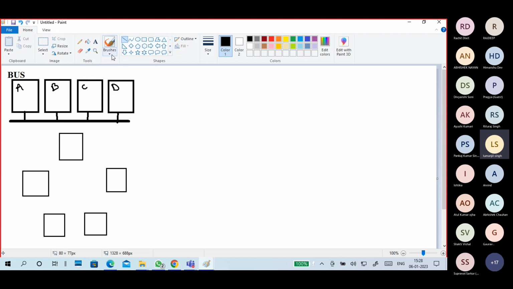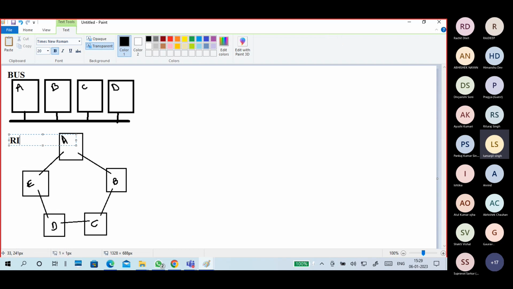Now what I have done is I have different PCs like PC A, PC B, PC D, PC E. One device is connected to another device, and that device is connected to the next device, like that. Finally, the last device is connected to the first device. So it forms a ring. This topology we call a ring topology.